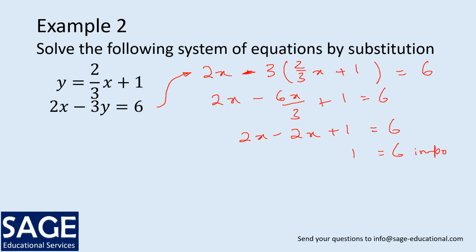We can never say that 1 is equal to 6. And in this case, when you find something like this, what that means is that there is no solution to this set of equations. This is an inconsistent system. So a system that has no solution is called an inconsistent system.